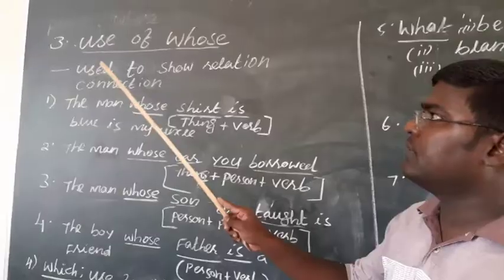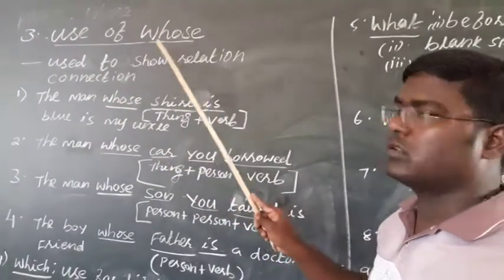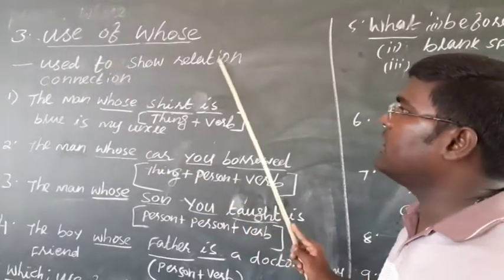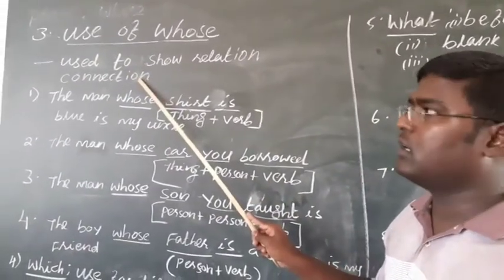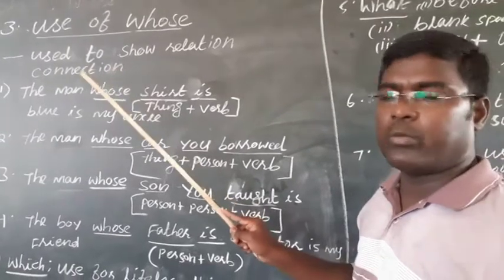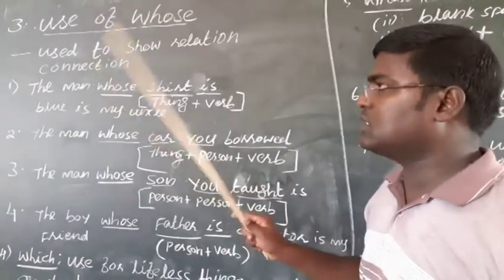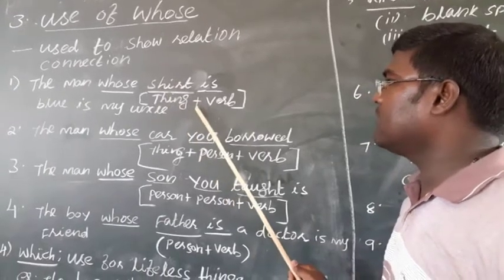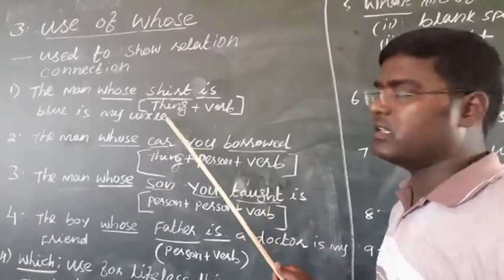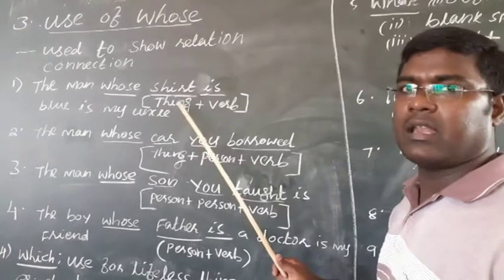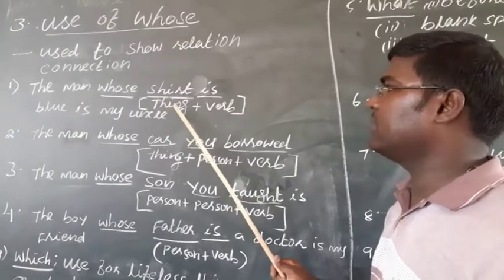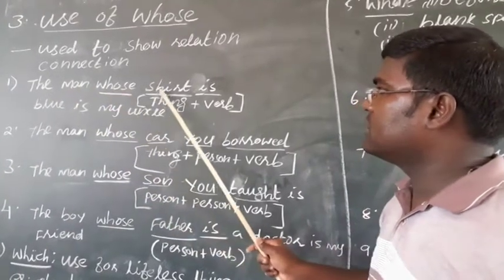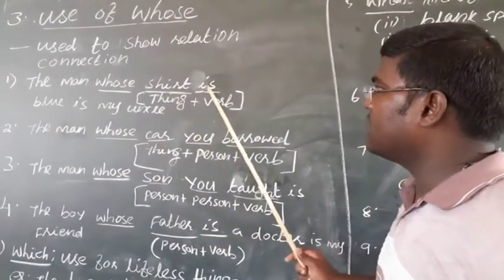And next we have the use of whose. Whose, as we have already studied, is used to show relation or connection. Under that we have four patterns. Remember the pattern. The first one is when there is a thing plus verb, any thing, it could be pen, pencil, book, whatever it may be. Example: the man whose shirt is, where shirt is a thing and is is a verb.